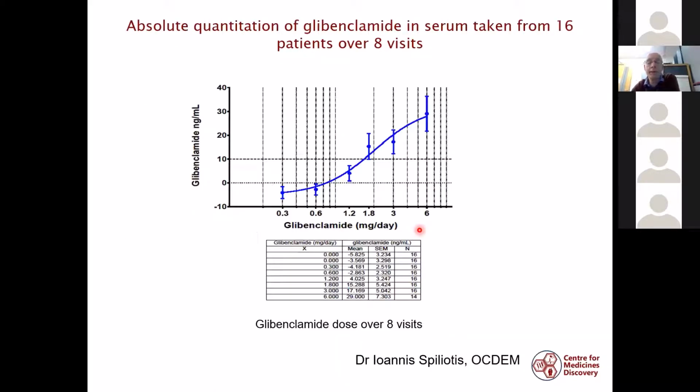And this is a result of the glibenclamide analysis. So what was happening here is, I think there were 16 patients given the dose, and we collected serum samples at different times following the injection, and you can see the buildup of the glibenclamide within the patients over time. Okay, so this is 8 glibenclamide doses over 8 separate visits.